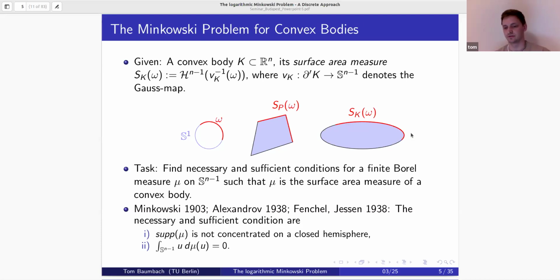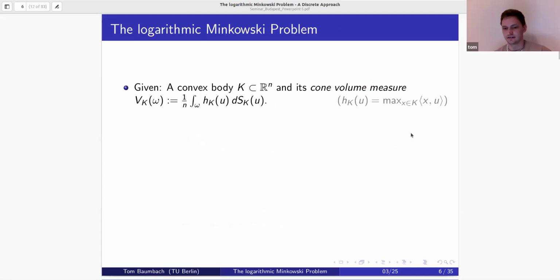And now we come to the logarithmic Minkowski problem, and first for convex bodies. Again, this time we are given a convex body K, and now we want to look at the cone volume measure of the convex body K. The cone volume measure is defined as follows. It's V subscript K of omega, and it is 1 over n times the integral now of the support function of the convex body. I've written down the definition here on the right again, with respect to the surface area measure that we had on the slide before.